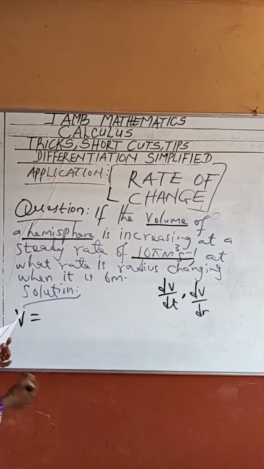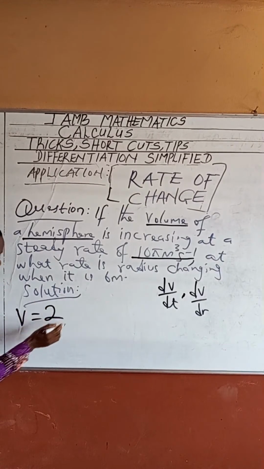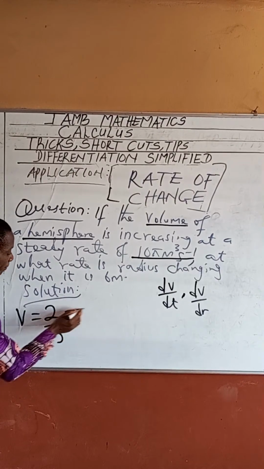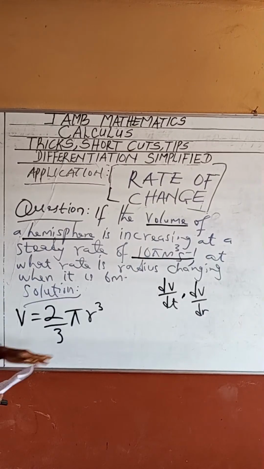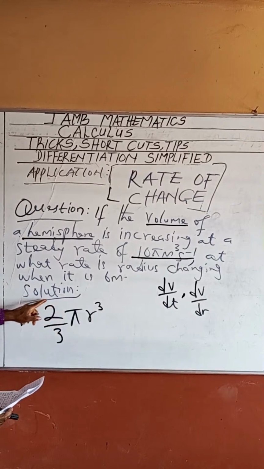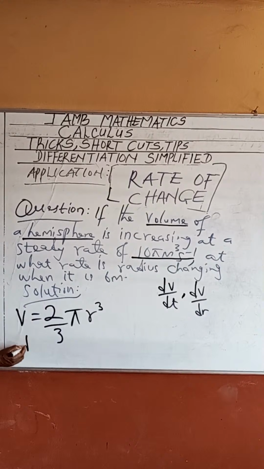Very good. The volume of a hemisphere is half of the volume of a sphere. So for the hemisphere it is 2 over 3 pi r cubed. This is the formula for the volume of a hemisphere. Remember, for a sphere it is 4, therefore for a hemisphere it is 2, divided by 2. Now find dv dr. This is dv dt, and this is dv dr. Don't forget.